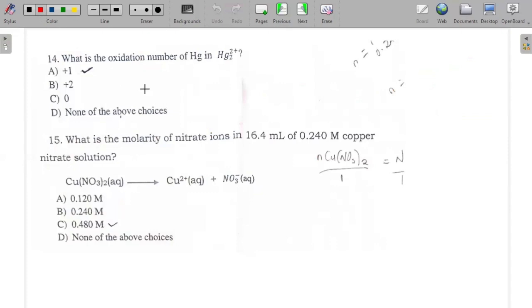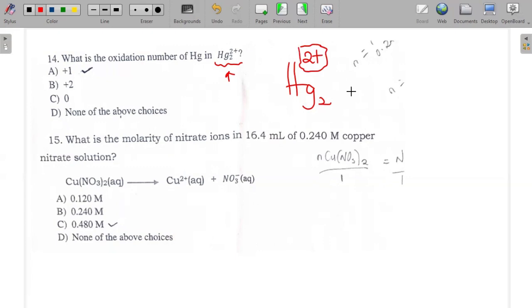Next, we look at question 14. We are still on oxidation numbers. What is the oxidation number of Hg in this ion here? So this ion is Hg, and Hg is mercury. It has a positive 2 charge, and we have two of these here. We said the overall charge, which is the power, is always a combination of the individual oxidation numbers of the elements that you are combining.